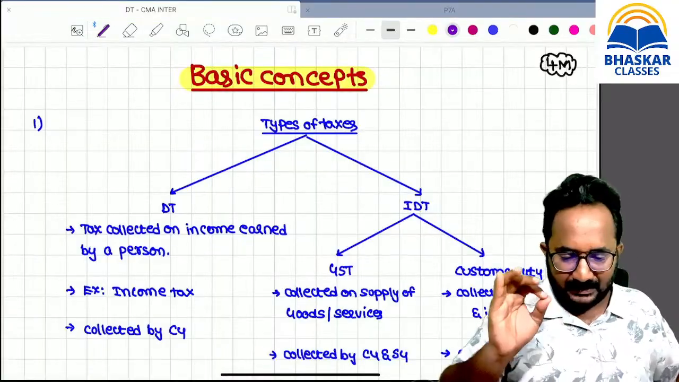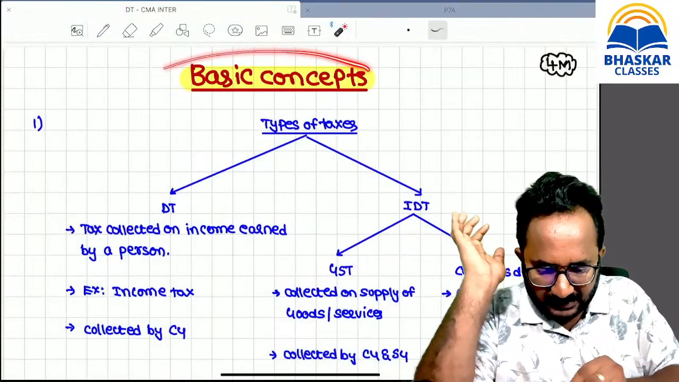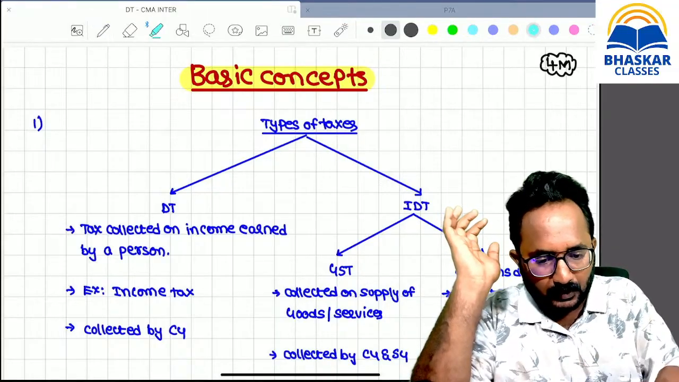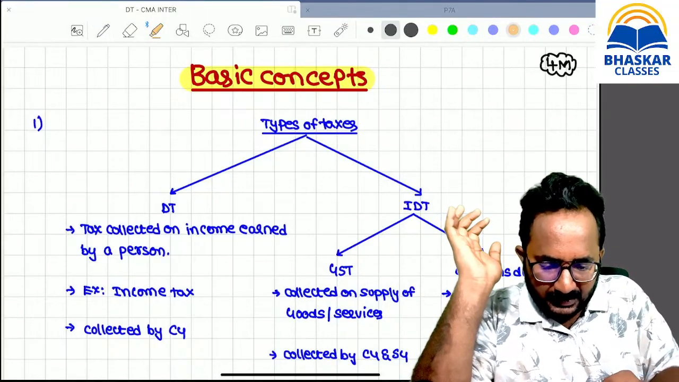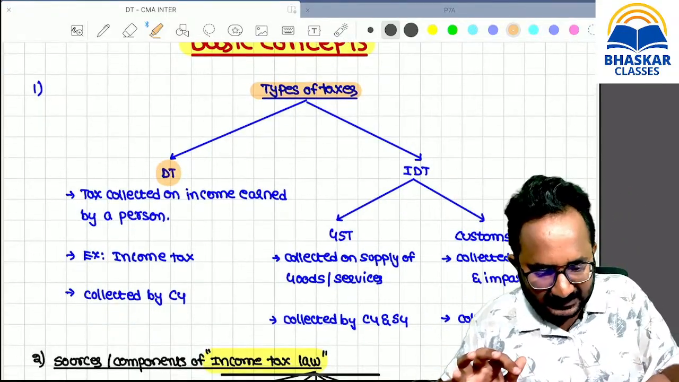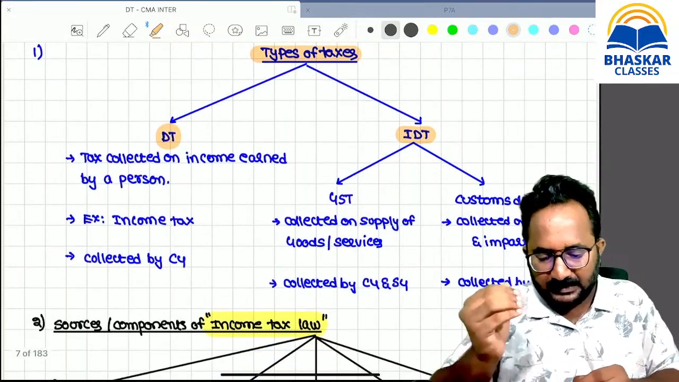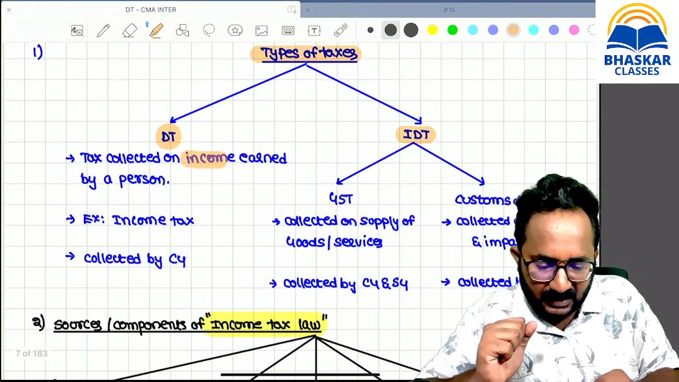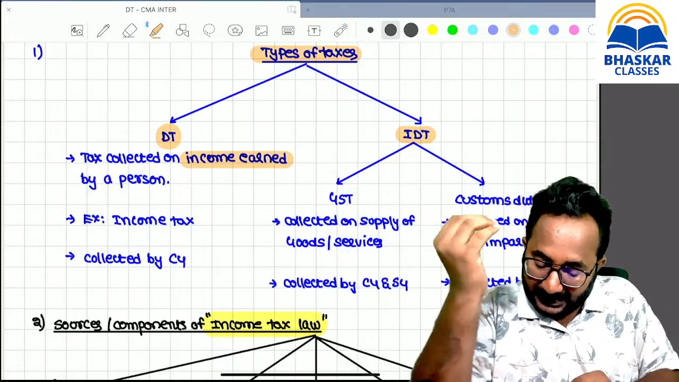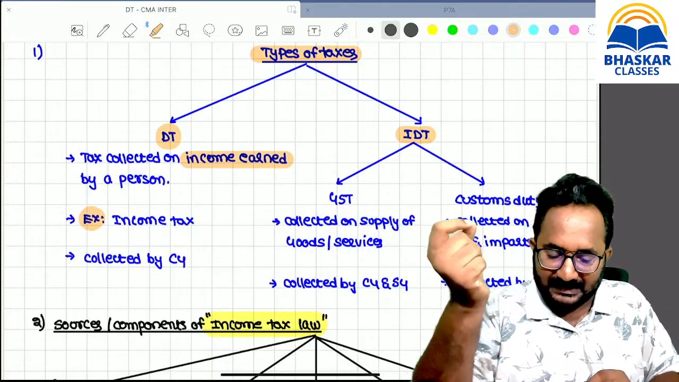Now, in our basic concepts chapter, we can talk. I think this discussion is already over. If you haven't got clarity about the taxation introduction, the types of taxes are direct taxes and indirect taxes. If tax is collected on income earned by a person, it is called a direct tax. One example of a direct tax is income tax.